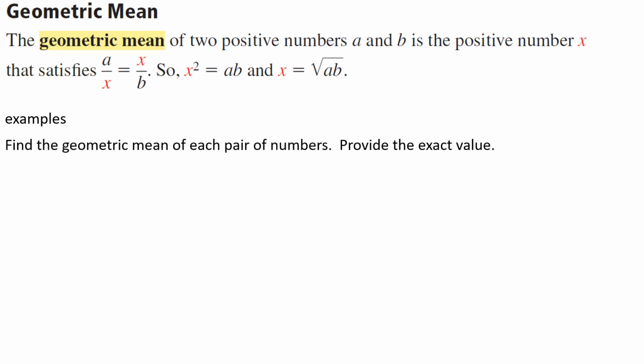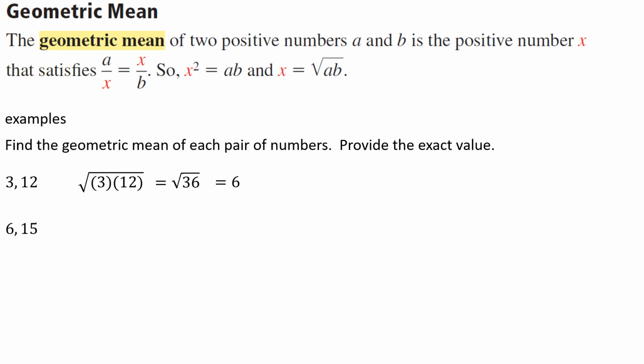So we're going to try to find the geometric mean of each pair of numbers, and we want exact values here. What if I give you 3 and 12? Well, 3 times 12 is 36. Square root of 36 is 6. So 6 is the geometric mean of 3 and 12.